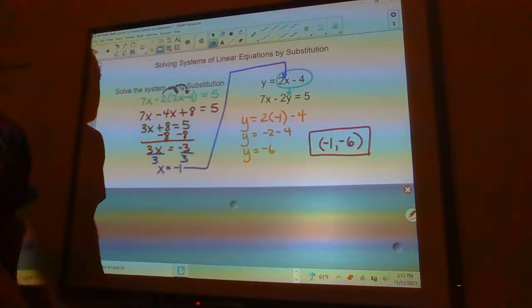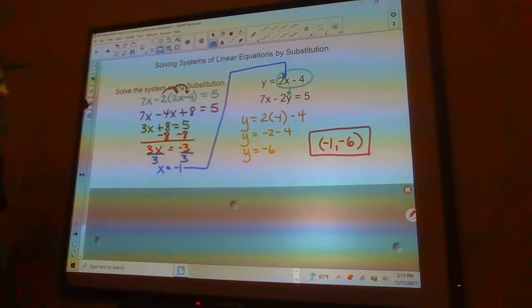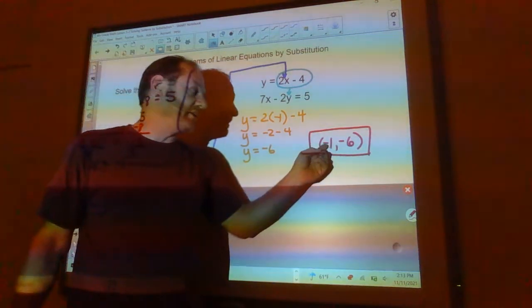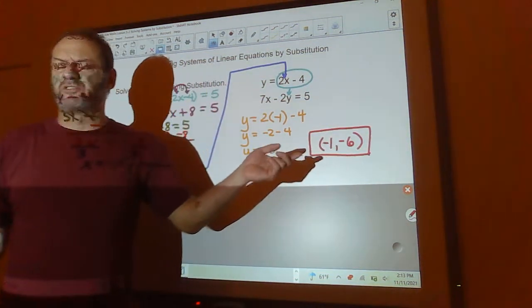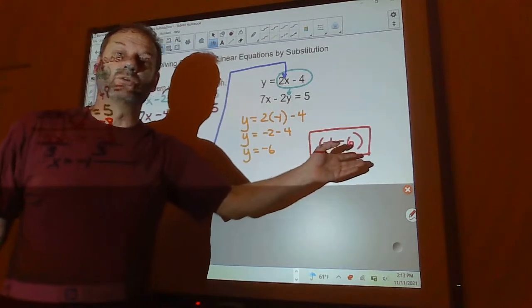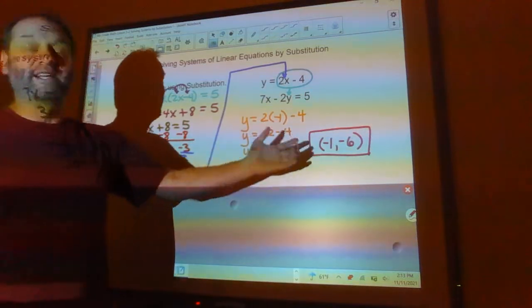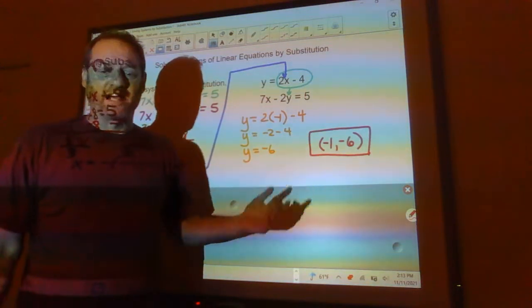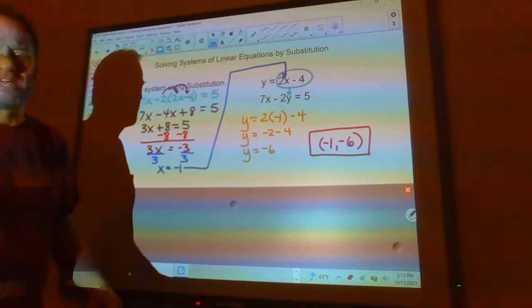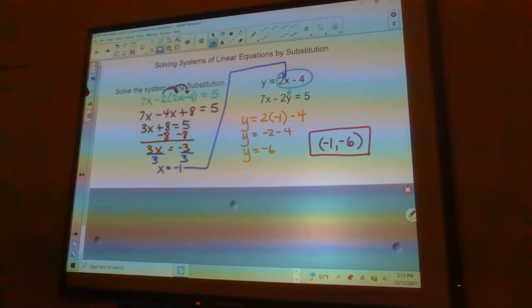Now, the beauty of this, instead of graphing, it takes a little more algebra, but it's less work because you don't have to graph the lines. But the beauty of this is, if this came out to be negative 1.0537 and negative 6.0243, I'm going to get that answer exactly. If I do it by graphing, I'm just going to have to estimate it because I'm not going to be able to graph that fine.